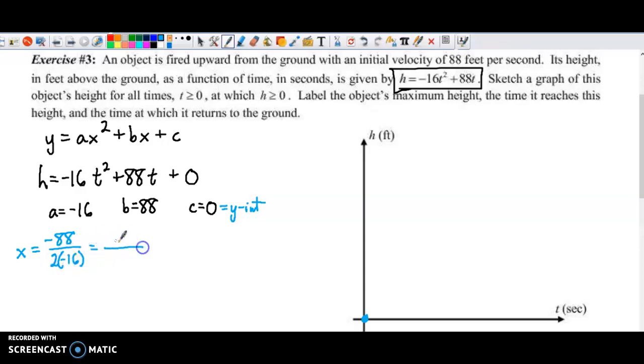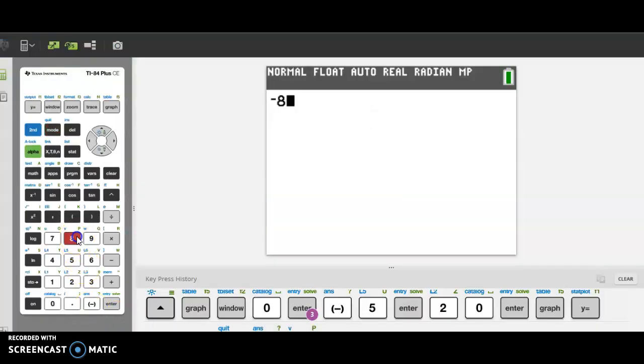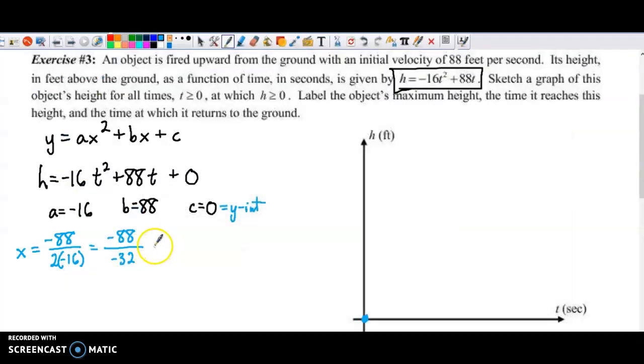Now I can do a little bit of this in my head, but I think I would probably struggle at figuring out what negative 88 divided by negative 32 is. So I'm going to use a calculator. So about 2.75. So if you were putting it on your calculator, 2.75 is about right here, and that's going to be my vertex.